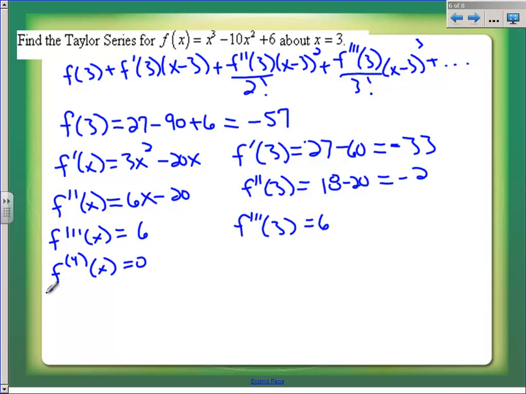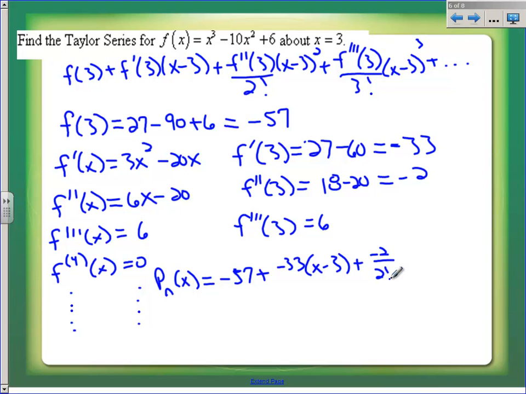Well, now we're at 0. And the fifth derivative, all those after that are going to be 0. So let's see if we can't build this here. All right, so our Taylor polynomial is f of 3 plus f prime at 3 times x minus 3 plus f double prime at 3 over 2 factorial times x minus 3 squared plus f triple prime at 3 over 3 factorial times x minus 3 cubed, and then all of my terms after that disappear. So let's see if we can't clean this up a little bit.